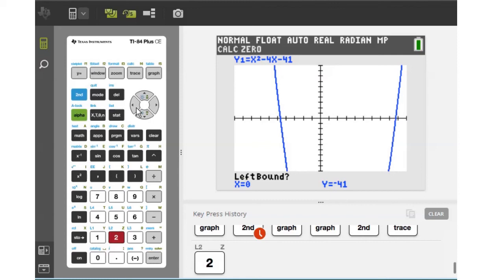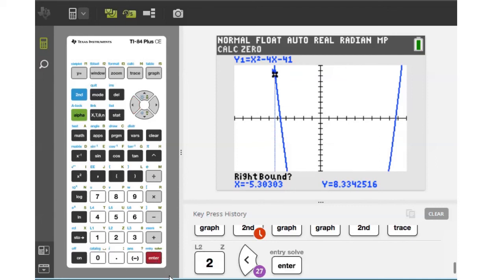So I'm going to move my pointer to the left of what I think the 0 is, and this is okay. So I'm going to hit enter. And then I'm going to ask the calculator for the second side of the 0, which is this. And I'm just going to enter so the calculator can calculate the value.